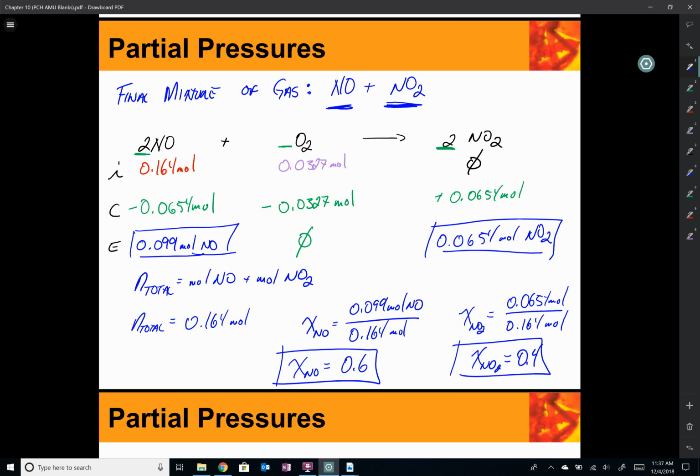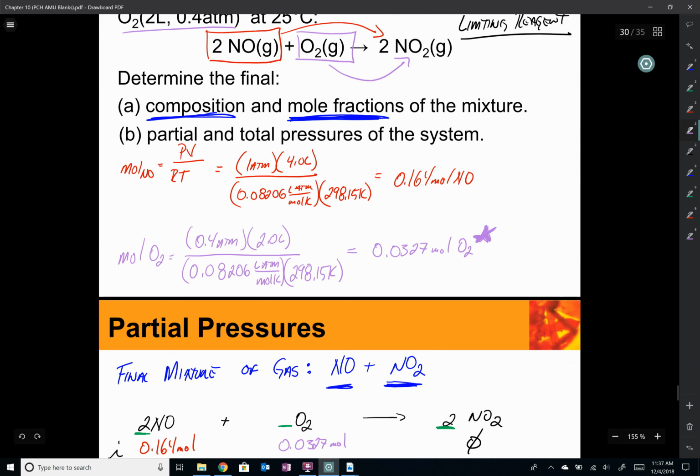Now pause this video, go back and follow through with the math here. See if you guys can see what we were up to. We took our initial data and turned it into moles. We made these ice tables to see what happened as we went through the reaction. We got our total number of moles, and then we figured out our mole fractions. Now, let's look at the second part that we need to take care of. We need to figure out the partial and total pressures of our system.